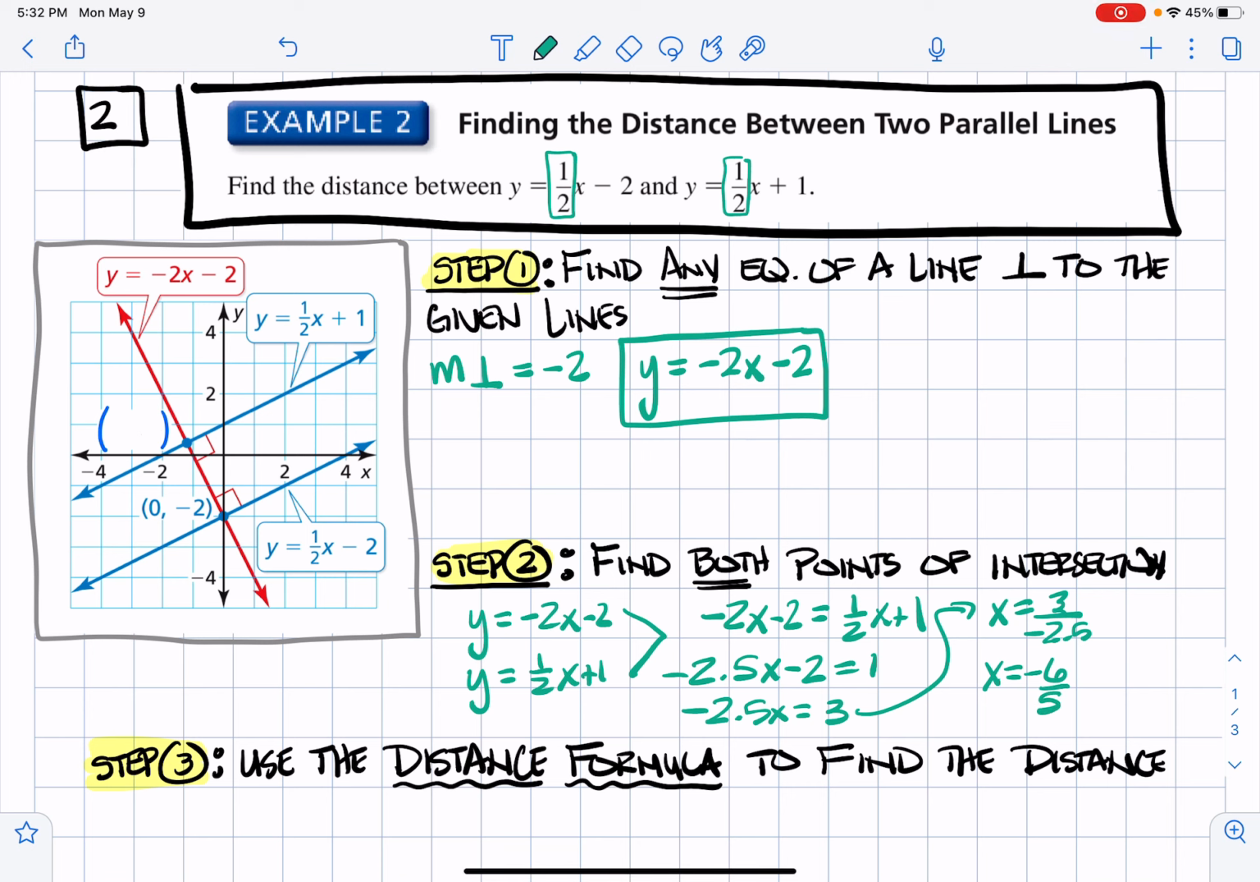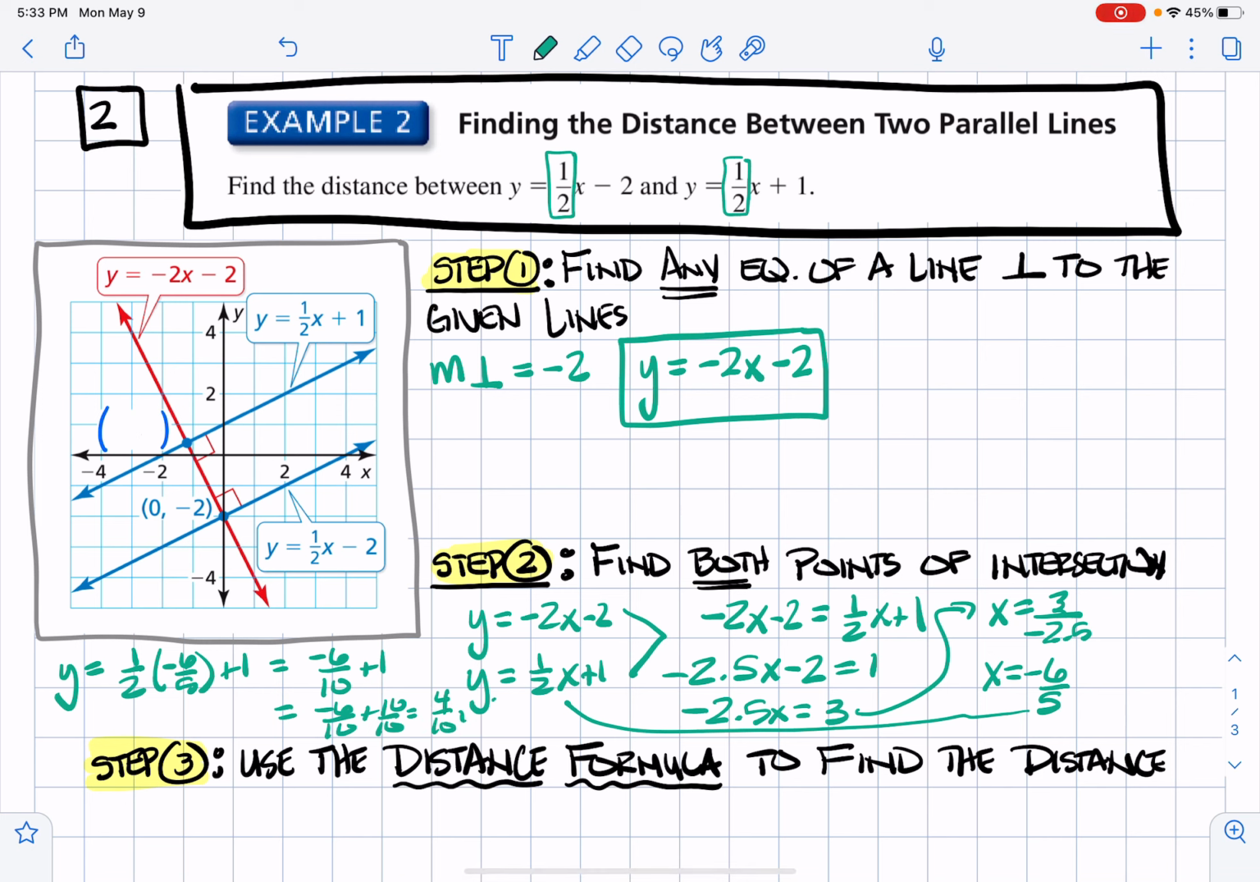Now that we know that, we have to plug it back in and get our y. So if I plug this negative 6/5 back into any of these equations, I would get a y value out. So I could plug it right over here, for example, and I would get y is equal to 1/2 times negative 6/5, and then add 1 to that. That would give me negative 6/10 plus 1. That's negative 6/10 plus 10/10. Sorry, it's kind of so small there. That would be 4/10, which is 2/5.